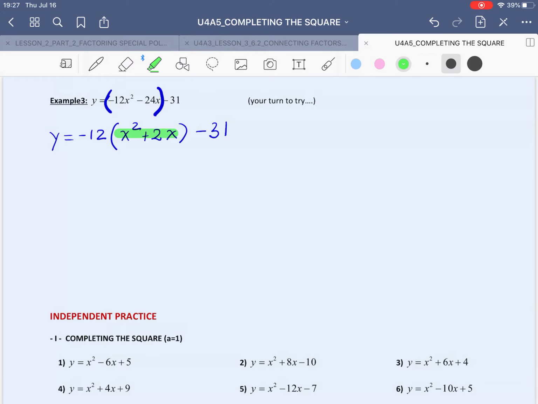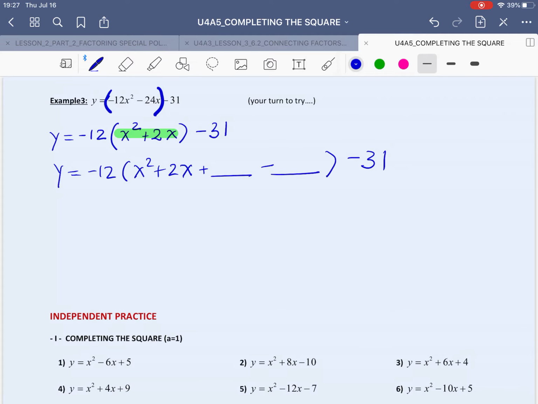Complete the square. To complete the square means that you still have your y equals negative 12, and then we go x squared plus 2x. We have to add a number and subtract that same number, close brackets, minus 31. And the number that you need in the empty spots you figure out from the coefficient of x. So this coefficient of x is 2.